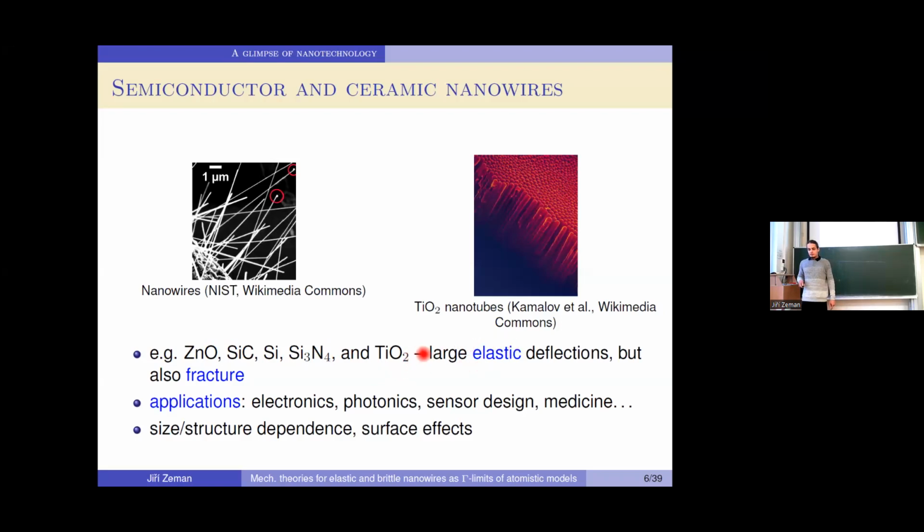And mechanically, they can deform in the regime of large deflections, but also fracture can occur. They have promising applications in electronic devices, but some of them also in medicine, like titanium dioxide. And in the modeling, some challenges that people face are that the response depends on their structure or the diameter. So the traditional theories do not apply so well. Also, surface effects can't be neglected on this scale.